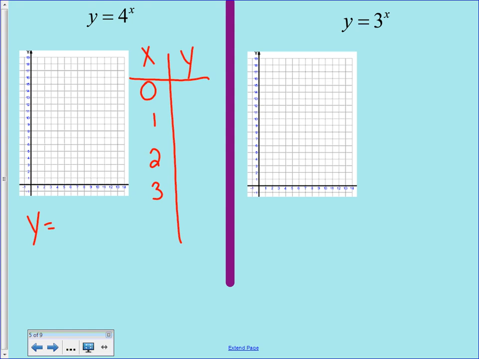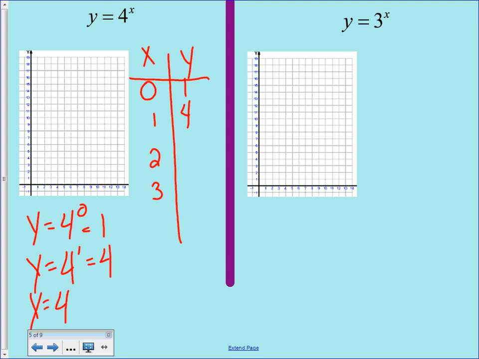Well, I have y equals 4 to the 0. Well, when you plug in 0 for x, then you remember from unit 3 that anything to the 0 power is automatically going to be 1. So there's our first one. Then we can plug in 1 for x to get our next one. 4 to the first power is 4.